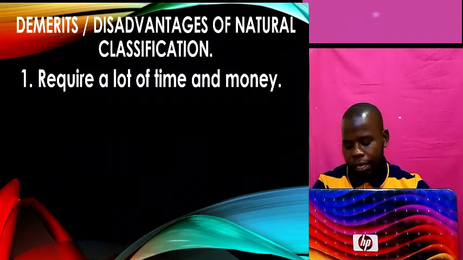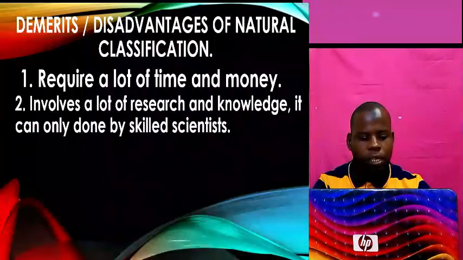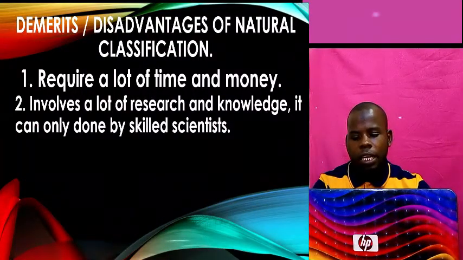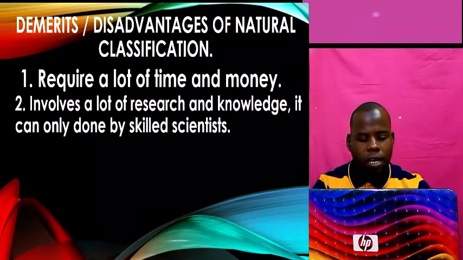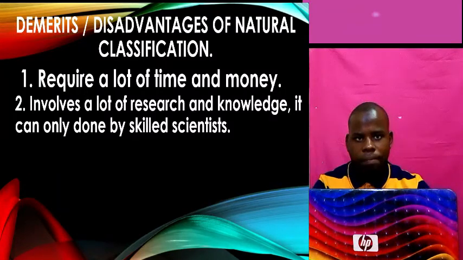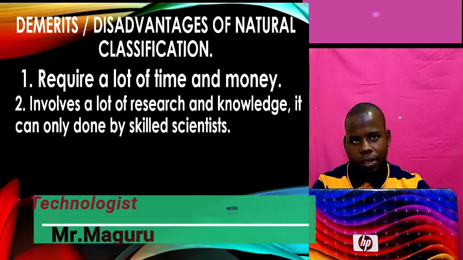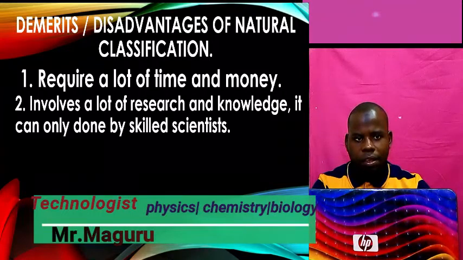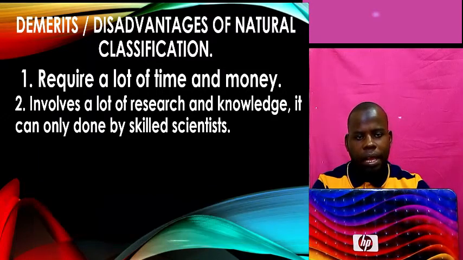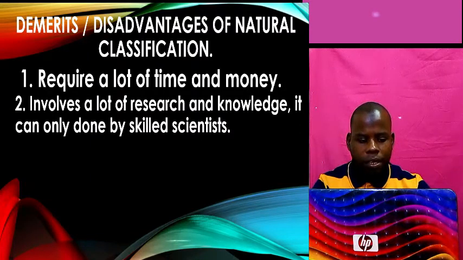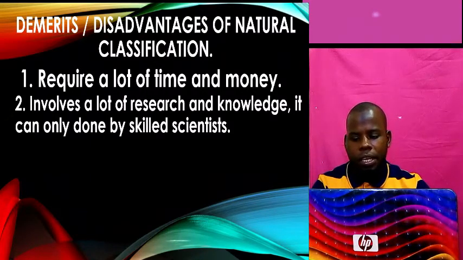Number 2, it involves a lot of research and knowledge. It can only be done by a skilled scientist. Anyone cannot do it unless they are scientists who can perform that research. So that is the disadvantage. You cannot get the truth about organisms from just anyone. So it involves a lot of research and knowledge. It needs much knowledge.